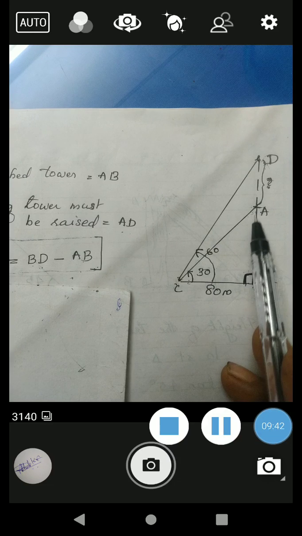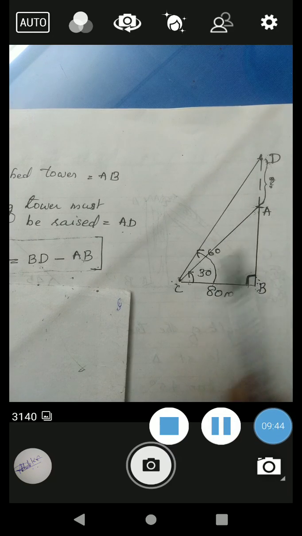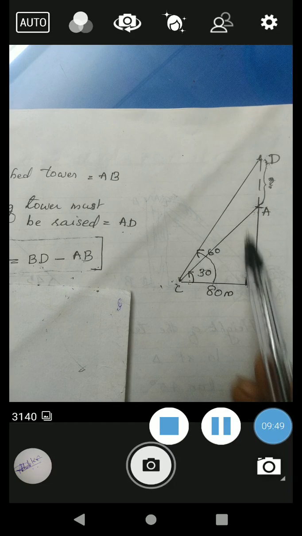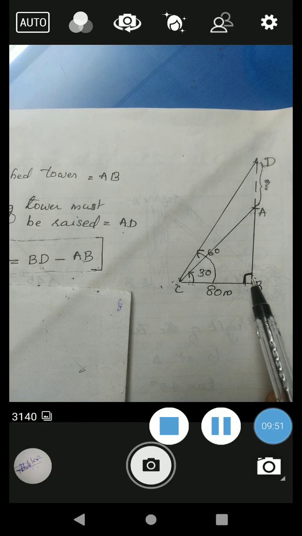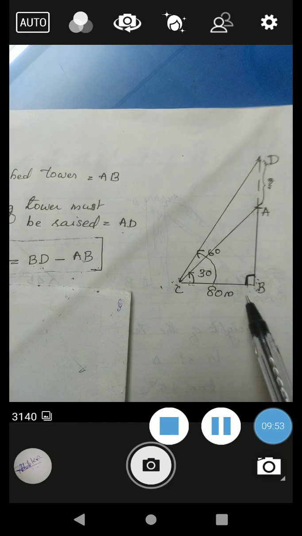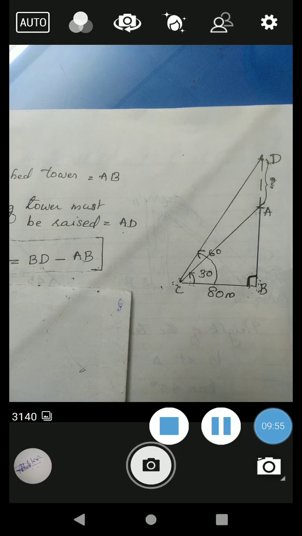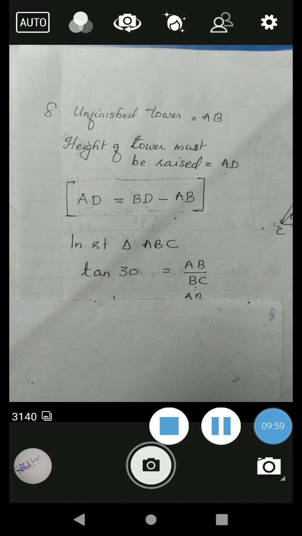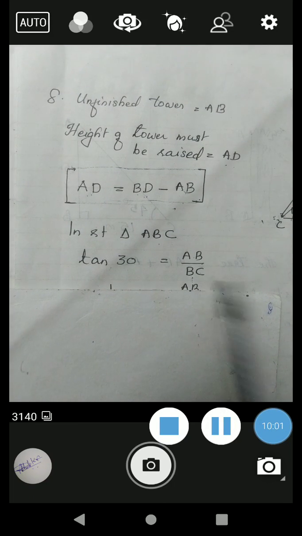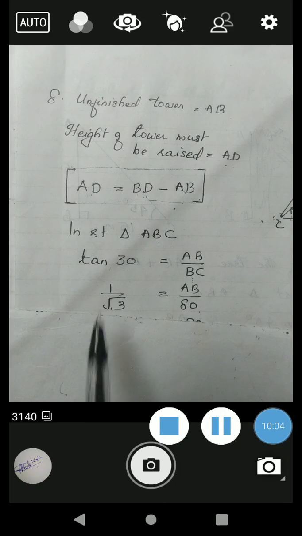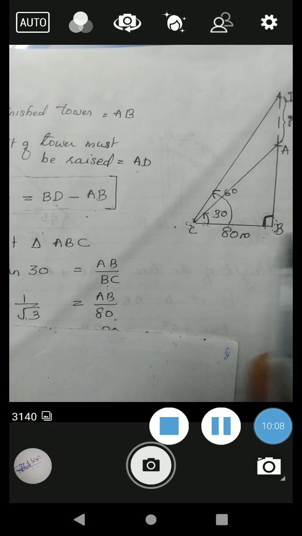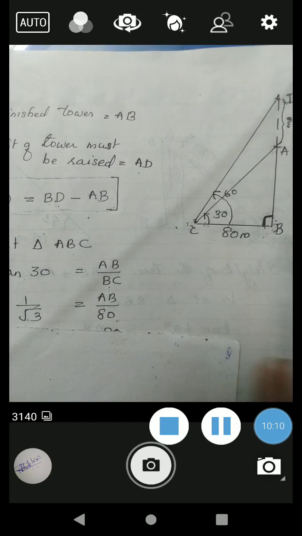In this, from this figure, we can see two right triangles, ABC and DBC. In ABC, you can find AB. And if you use DBC, you can find DB. It's very easy. Now, in right triangle ABC, tan 30 is equal to AB by BC. You can substitute the value of tan 30 there. 1 by root 3 is AB by 80 because BC is 80.